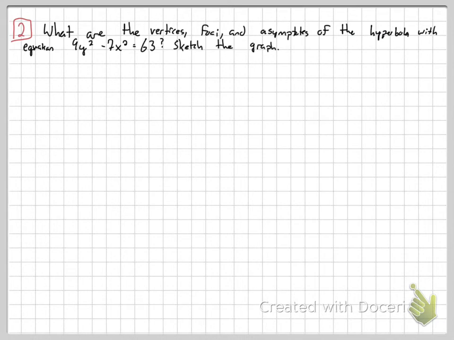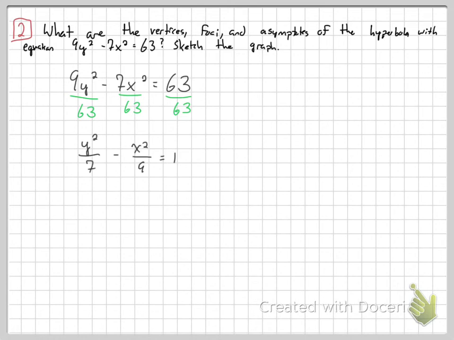In the next and last example problem, what are the vertices, foci, and asymptotes of the hyperbola with the equation 9y squared minus 7x squared equals 63? And I want you to sketch the graph. First, to get into standard form, we need that constant value on the other side to be 1. Easily, I'm just going to divide everything by 63, and now I'll have my equation in standard form. My new equation would be y squared over 7 minus x squared over 9 equals 1.